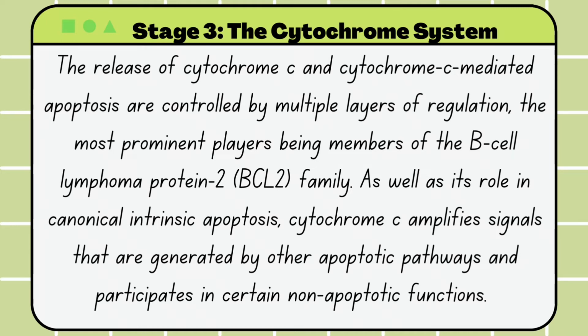The release of cytochrome C and cytochrome C-mediated apoptosis are controlled by many layers, the best known of which is the B-cell lymphoma protein 2 BCL2 family, which we know that when you have B-cell lymphoma, then your body makes too many abnormal cells, which causes us to no longer properly fight infections in our body. As well as the canonical intrinsic pathway, it also signals the passages that participate in non-apoptotic functions.